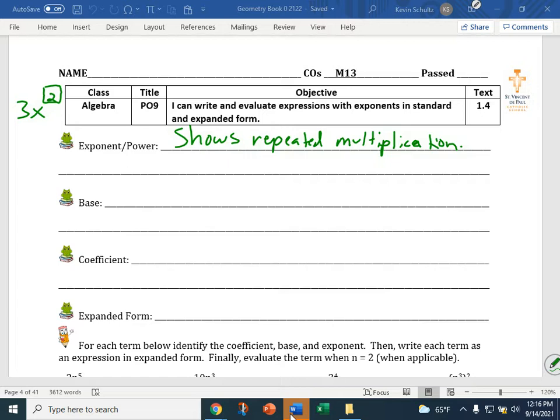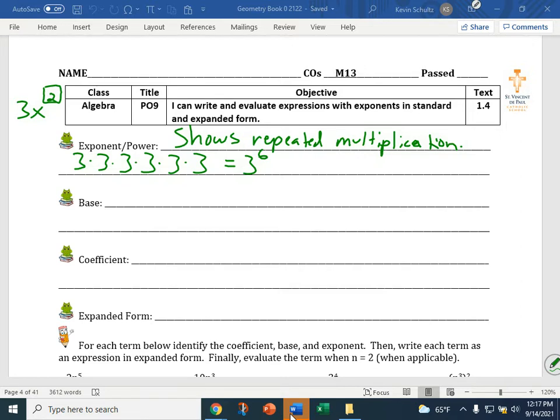And so then for a power, that's showing repeated multiplication. Rather than writing 3 times 3 times 3 times 3 times 3 times 3, we can say the same thing by just saying 3 to the 6th power. And as Gino said, that 6 tells you how many 3's are being multiplied together.